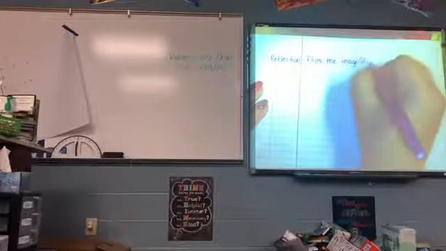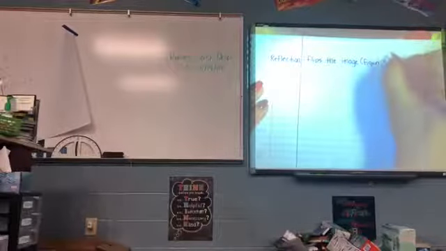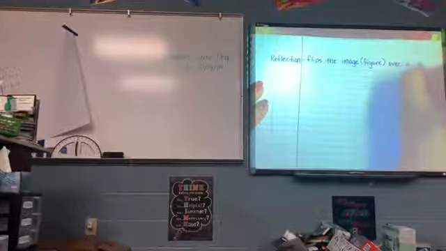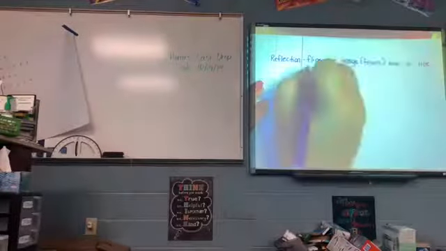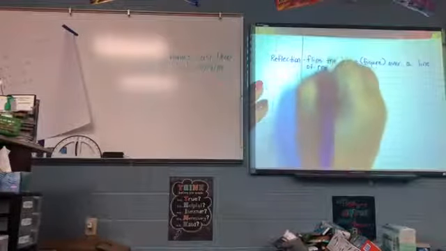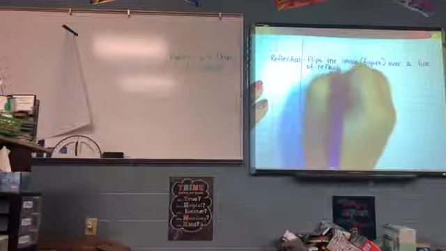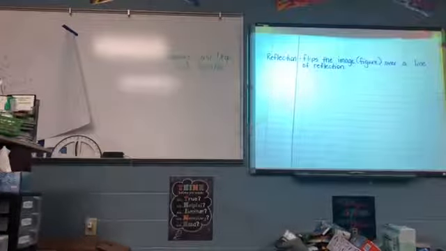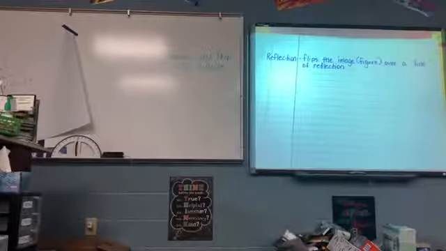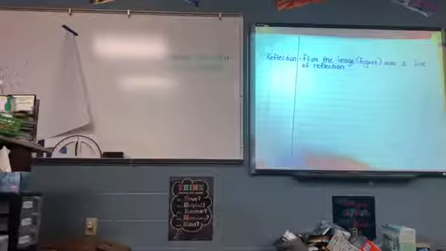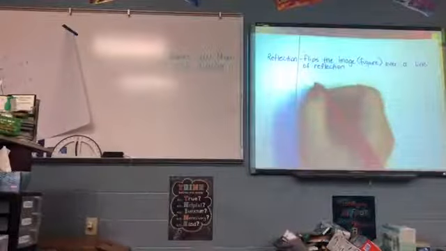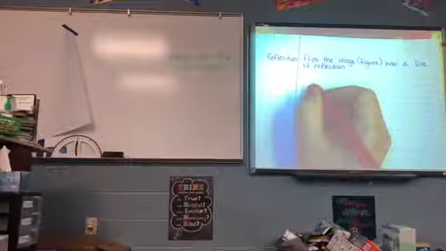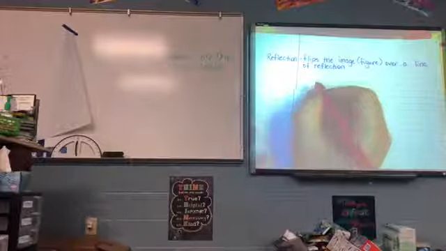graph over a line of reflection. We're going to talk about linear, quadratic, and absolute value for each one of these transformation pieces.